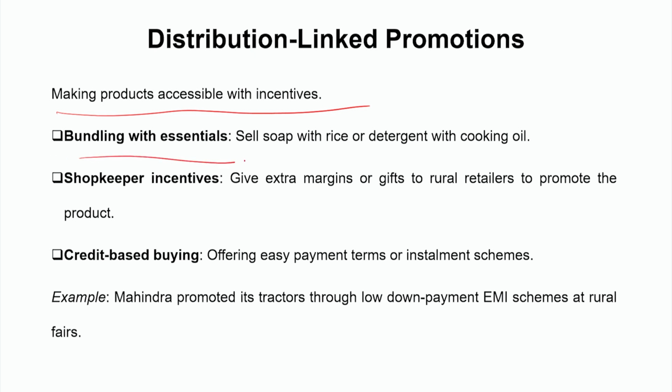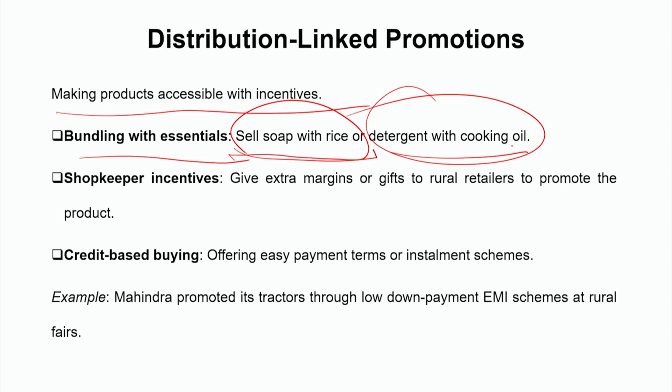It could be bundling with essentials, which we talk about: sell a soap with rice or detergent with cooking oil. We see soap sold with rice and detergent with cooking oil. So it is a combo product. Shopkeeper incentive: the shopkeeper is going to sell more, and get an extra margin or a gift from the companies. So rural retailers are going to promote such products which are going to gain them the maximum profit margin.